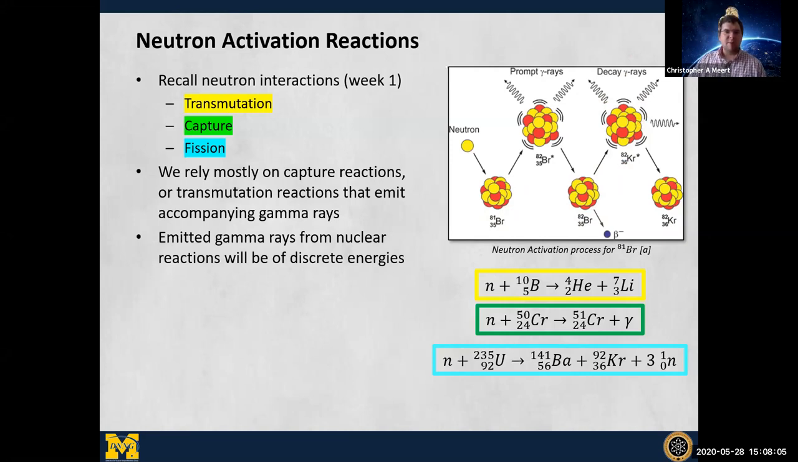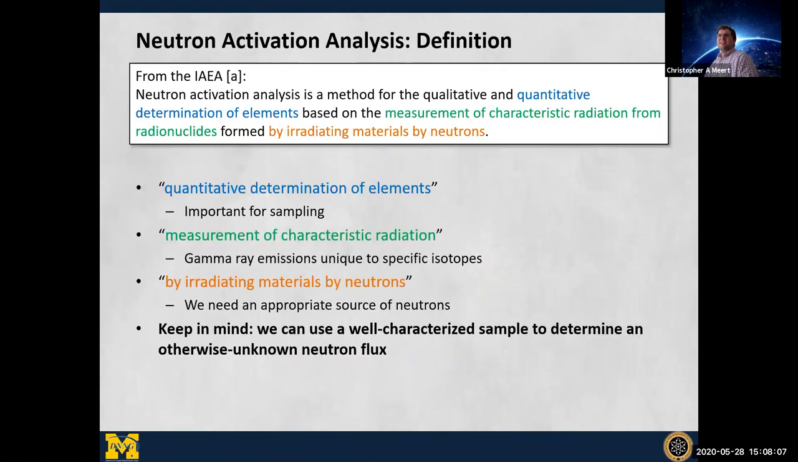So how might we apply this? Here I have the actual definition from the IAEA's website. And they say neutron activation analysis is a method for the qualitative and quantitative determination of elements based on the measurement of characteristic radiation from radionuclides formed by irradiating materials by neutrons. And I just highlighted a few key phrases here to help us out.